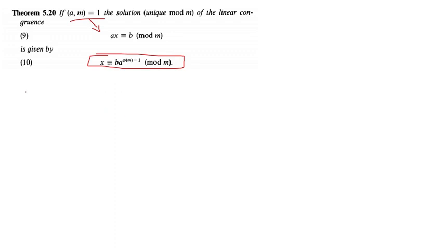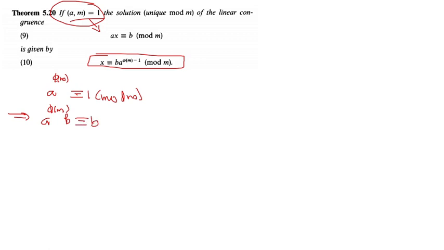So we use Euler-Fermat's theorem. Since GCD of A and M is 1, we can use Euler-Fermat's theorem. That is A raised to phi of M congruent to 1 mod M. So we multiply B on both sides: A raised to phi of M into B congruent to B mod M. That implies we split the left side as A into A raised to phi of M minus 1 into B congruent to B mod M.